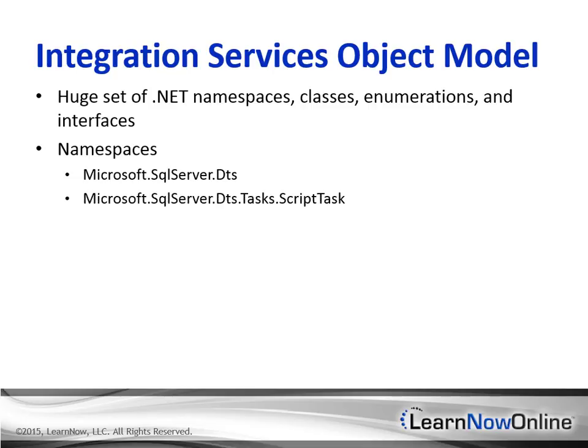Next is the Microsoft.SQLServer.DTS.Tasks.ScriptTask. This contains the core functionality of the script task for adding script to your package's control flow. Then there's the Microsoft.SQLServer.DTS.Pipeline. This contains the core functionality of the script component for adding script to your package's data flow. So these last two are the ones that you're mostly going to be interacting with, the first one being the script task in a control flow, and the second one being for data flow for a script component.